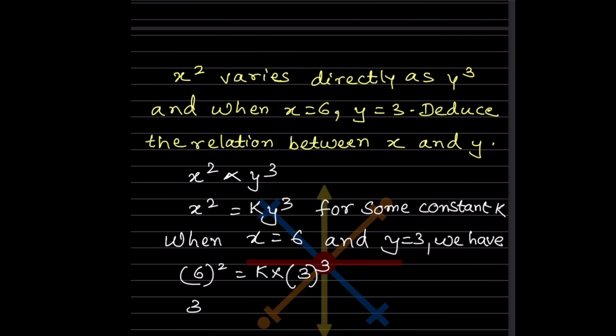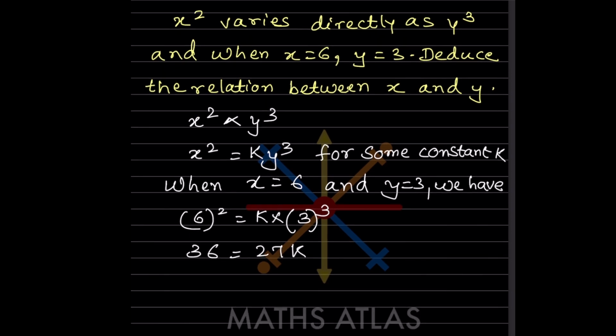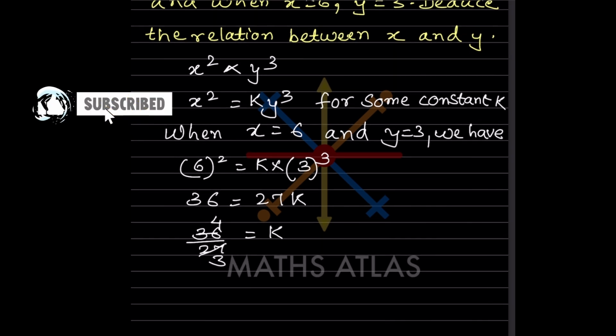So this is going to be 36, and whenever there is 3 cube, it means you multiply 3 three times, 3 into 3 into 3. So this is going to be 27. So you will write here 27k. So now what will be the value of k? 36 by 27 is k. So now let us simplify this one. Both go with 9. So 9 threes are 27 and 9 fours are 36. So therefore k is 4 by 3.